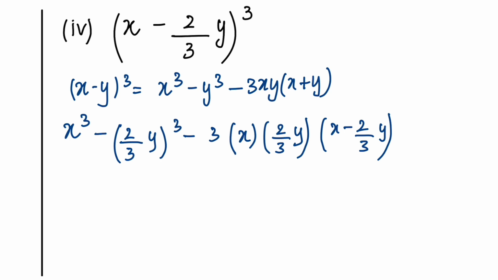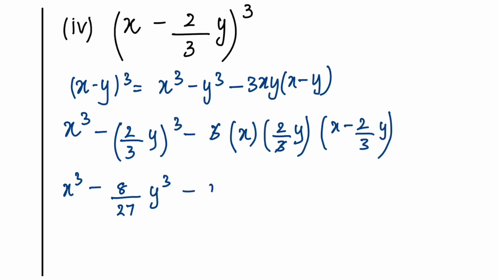I'm sorry, I made a mistake. It's 3xy into x minus y. Okay, so that is the formula. Okay, so further evaluating it, it's x cube here and 2 by 3y the whole cube becomes 8 by 27y cube, and these 3's they get cancelled, so xy into x minus 2 by 3y.